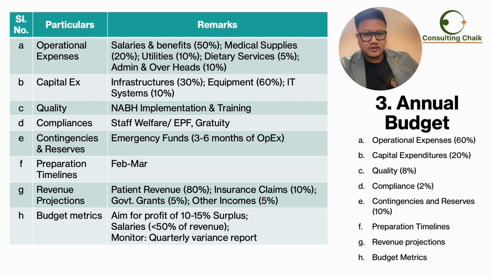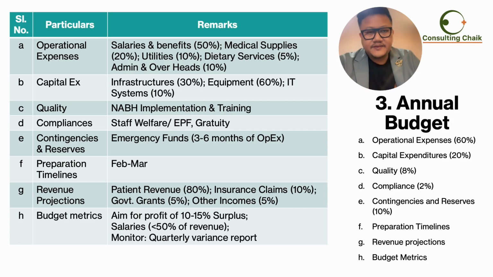To detail all these points, the operational expenses consist of your salaries and the benefits that you give to your staff, which will be approximately around 50% of the operational expenses. Your medical supplies 20%, utilities, that is your water and electricity bill, around 10%, dietary services, spending on your canteen, 5%, admin and overheads 10%. So again, I'm saying these percentages will all depend on the hospital.